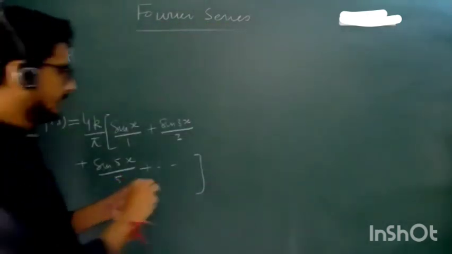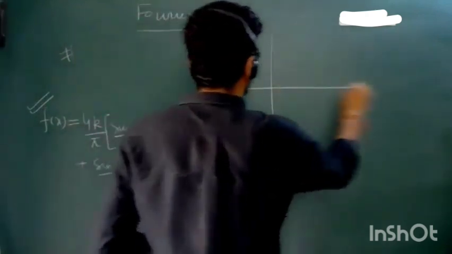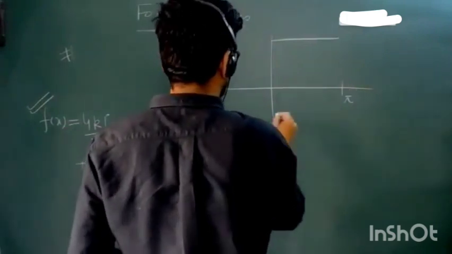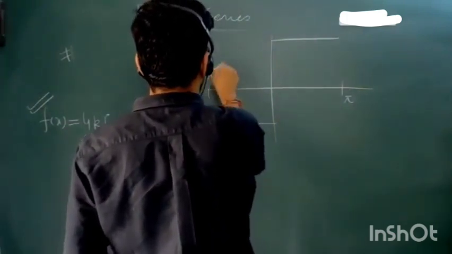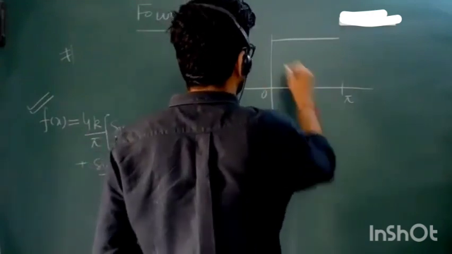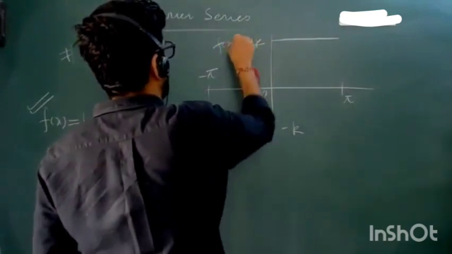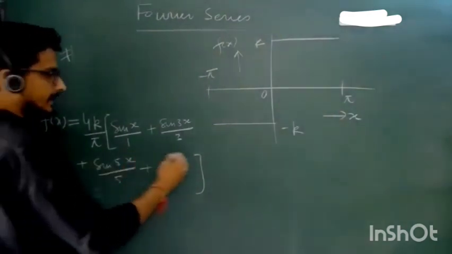This is a very interesting problem. It is very simple, but it gives a lot of insight. And I would like to make this a little bigger, just to plot it. So because both are the same, we should be able to plot it like this. This is pi, and this is minus pi, and this is 0. This is k, this is minus k. This was the graph, this was f(x), and this was x. Correct?